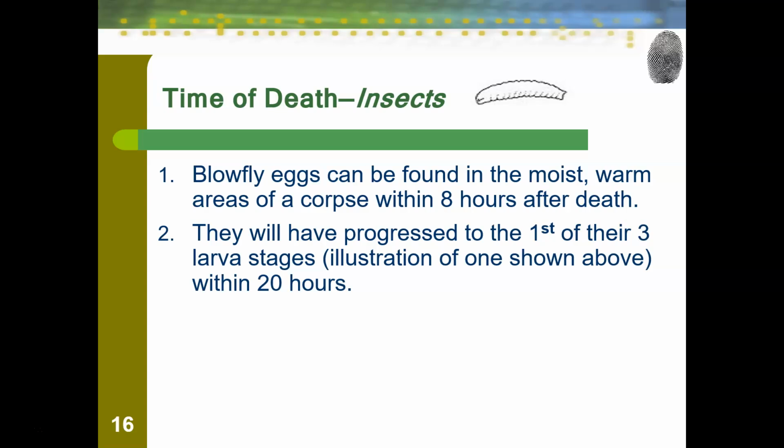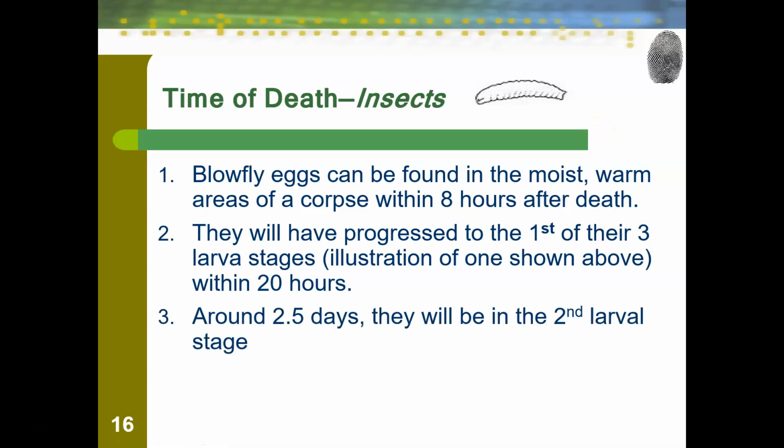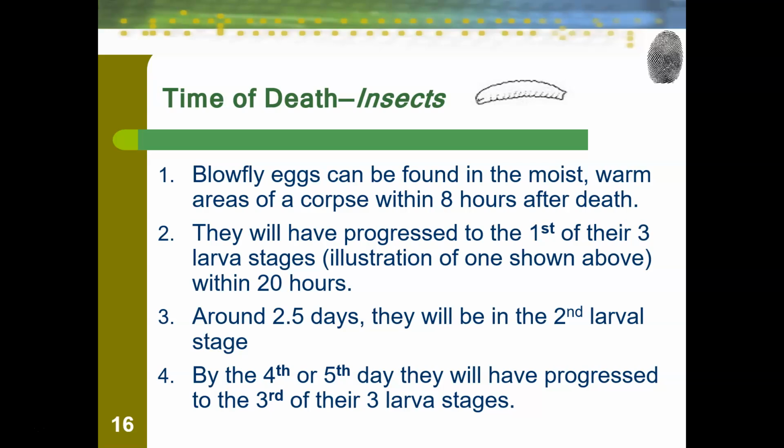They will have progressed to the first of their 3 larval stages, and that's what it looks like right up here, within about 20 hours. Around 2.5 days, they will be in their second larval stage, and by the 4th or 5th day, they will have progressed to the third of 3 larval stages. So it takes us 4 or 5 days to end up with stage 3 larva after someone has died.